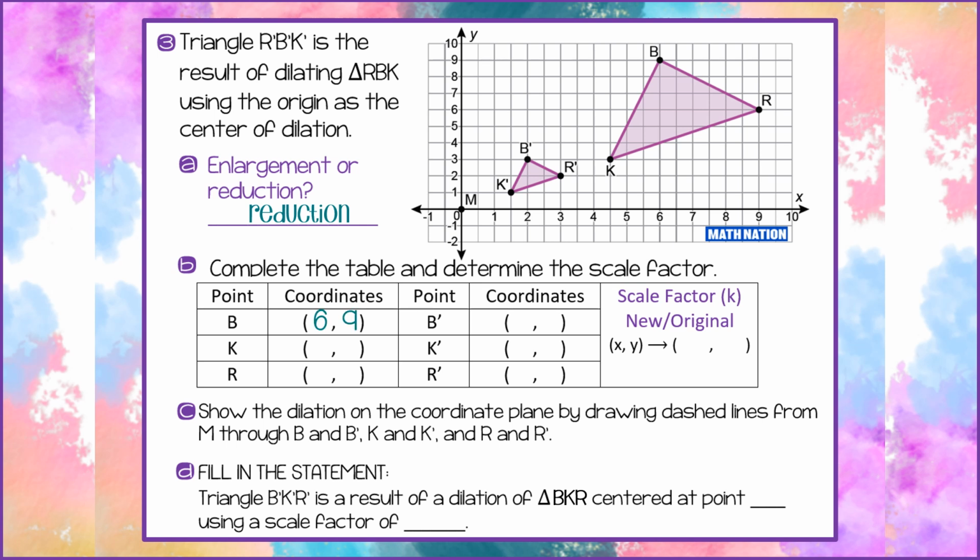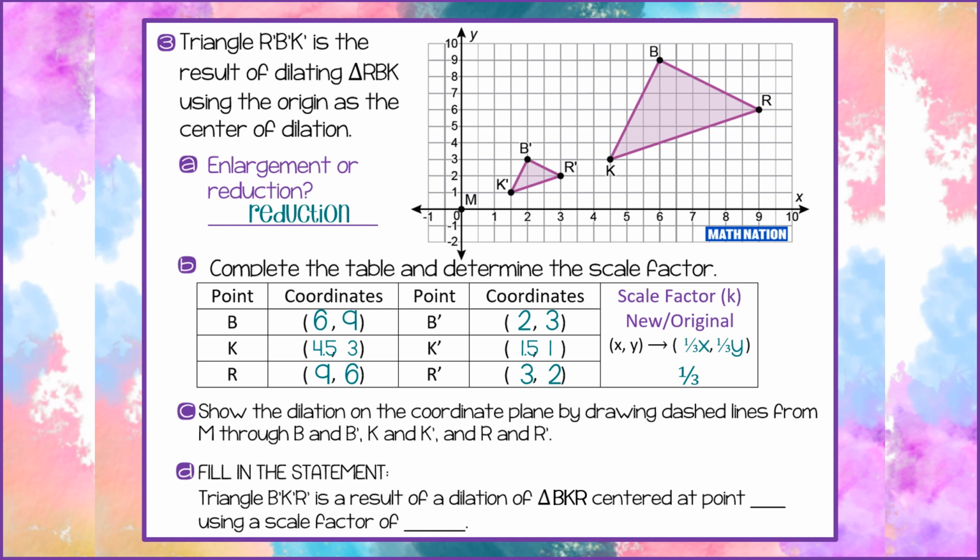So B is at the point 6, 9. B prime is at 2, 3. New divided by original is going to be 1/3. Should be the same for all these. K is at 4 1/2, 3. K prime is at 1.5, 1. So it looks like we still have a scale factor of 1/3, which we should. R is at 9, 6, and R prime's at 3, 2. So yes, our scale factor is 1/3, and that would be the rule for the dilation. Any point x, y is going to go to 1/3 x and 1/3 y.